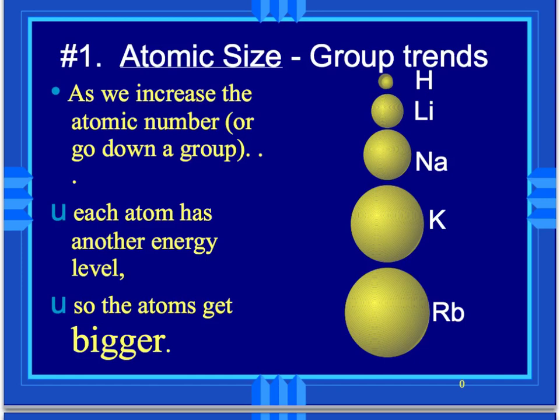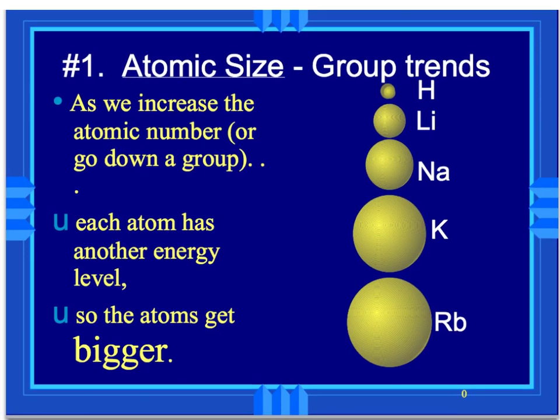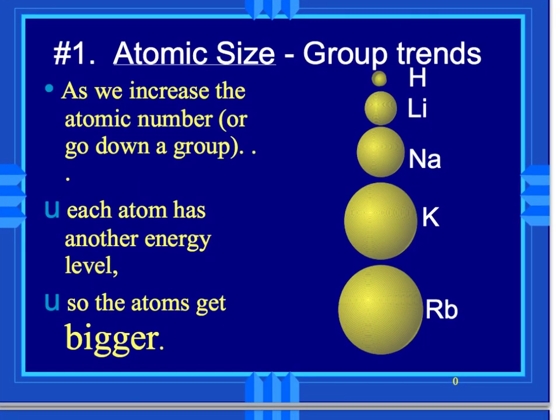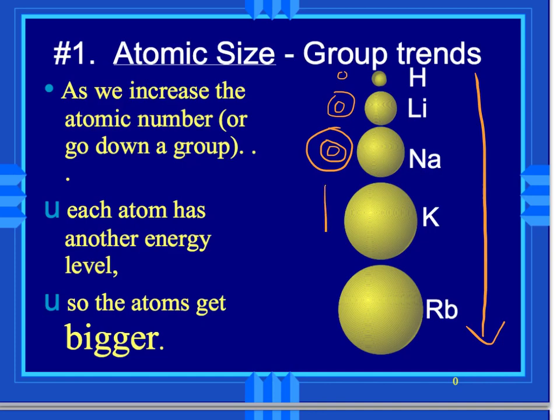So the first thing that we want to talk about when we talk about atomic size is the group trend, or what's happening as we move from the top down to the bottom of the group. So it says as we increase the atomic number or go down the group, each atom has another energy level, so the atom gets bigger. So remember, we have 1 energy level here, 2 energy levels, so the electrons are even further away from the nucleus. This one will have 3, so even further away, and so on as we move down the group.